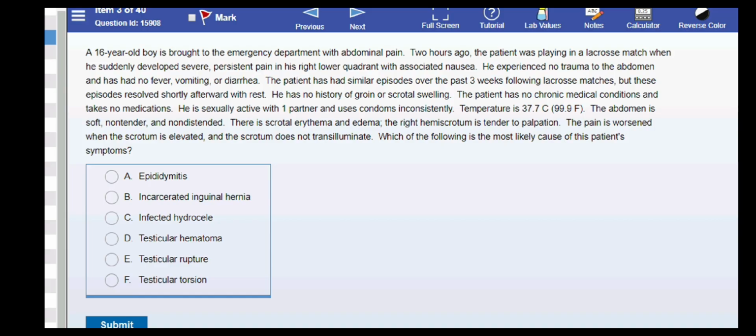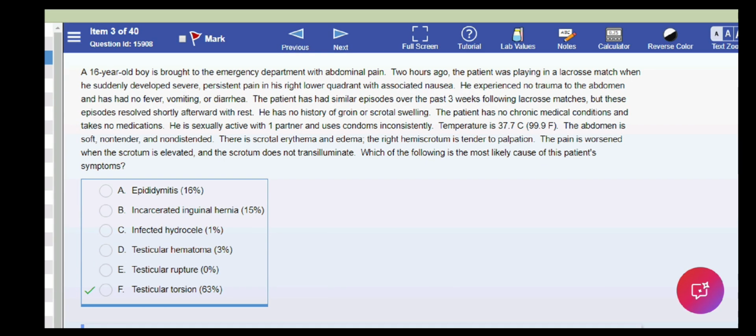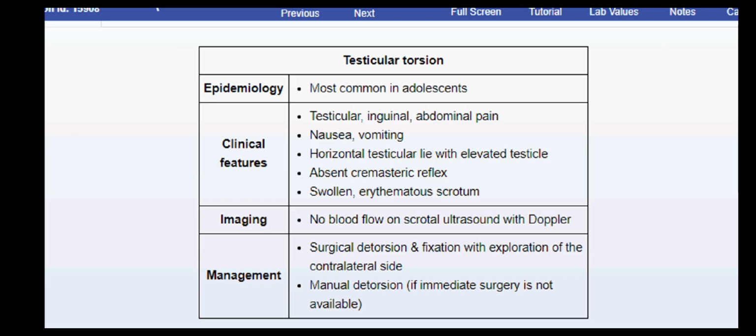Which of the following is the most likely cause? We talked about it. This is testicular torsion. Very important or recurrent case in this age group. So this is testicular torsion. In adolescents, we see the clinical features as we saw in the case. No blood flow on scrotal ultrasound with Doppler.